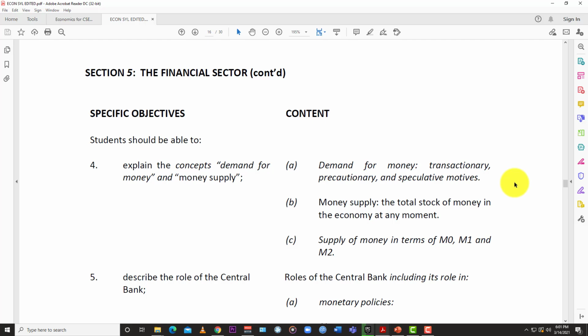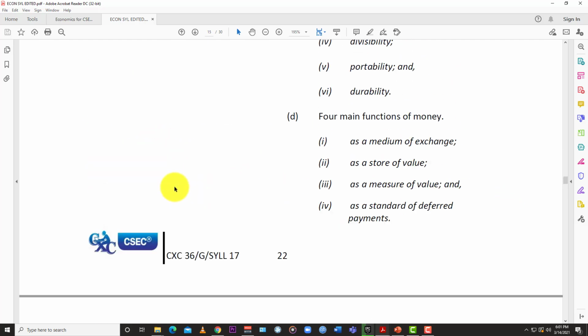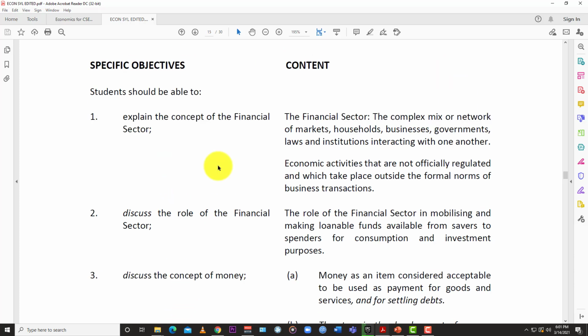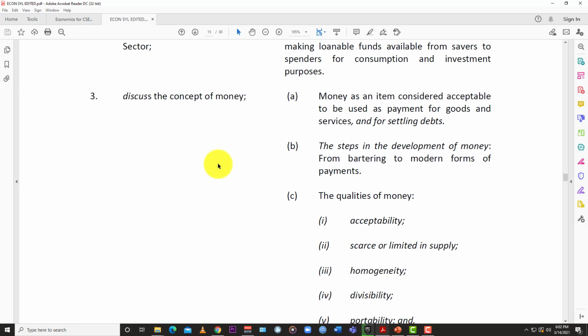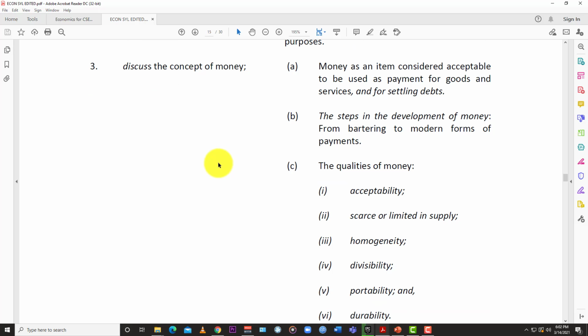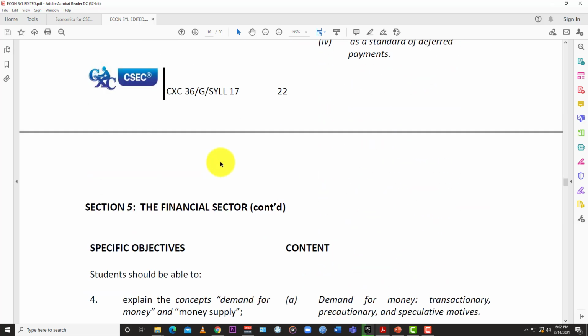So in the last video we looked at section 5, and we were looking at money. We outlined how money came to be, we outlined the bartering system and the problems inherent in the bartering system and why money was needed. We also outlined some of the characteristics of money and also some of the functions of money. And so today we're going to continue along that path.